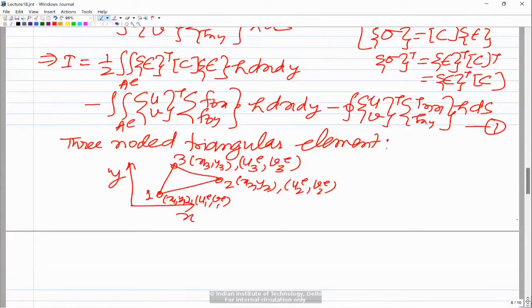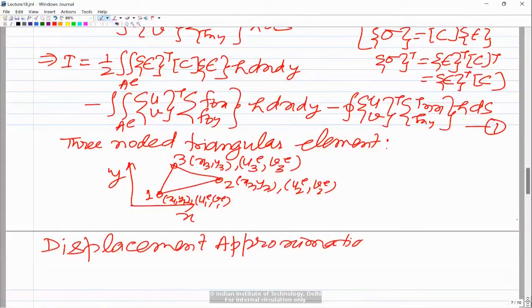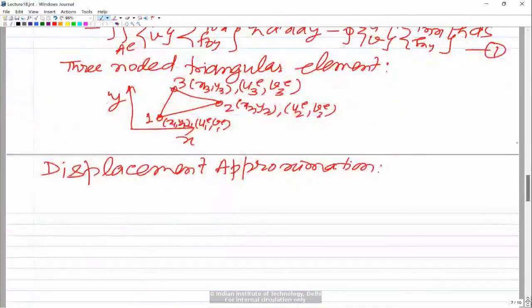So the next step in the finite element formulation, as you know, is the displacement approximation. When you go for the displacement approximation, we have to look at the differentiability requirement, the completeness requirement, and the inter-element compatibility requirement.